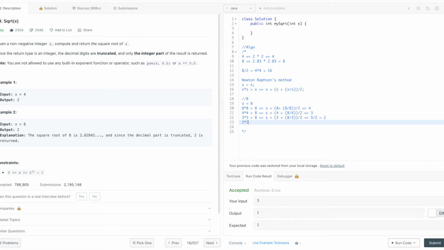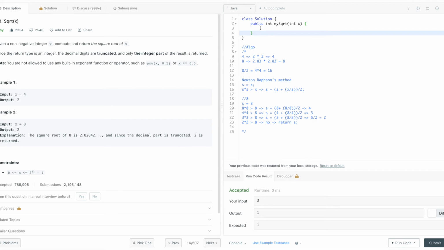And now 2 times 2, is it greater than 8? Is 4 greater than 8? It is not. So we stop. When we stop, we are supposed to return the last s value as the output. So that is it. So the answer is no, then we return s.